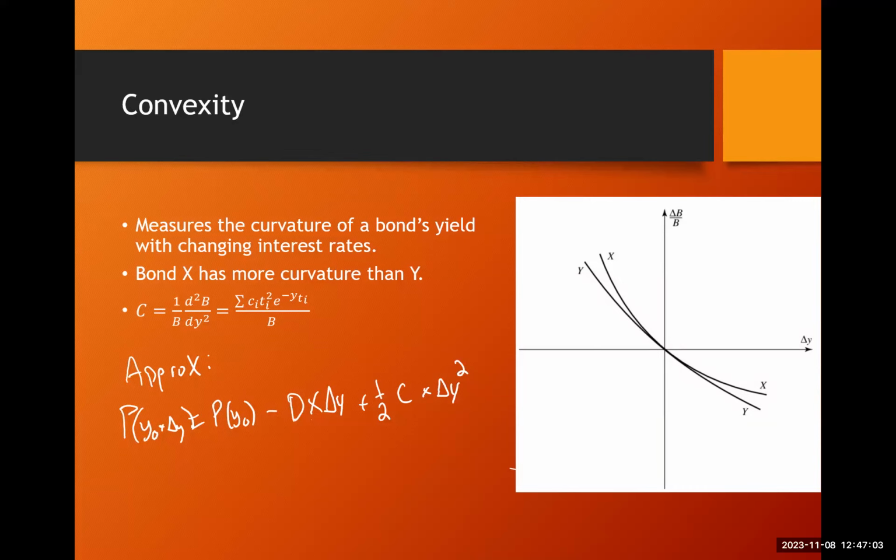Those are the main ideas from chapter 9: knowing the different types of interest rates, and knowing how to calculate durations and convexities. I definitely would recommend that you take a look at those problems.